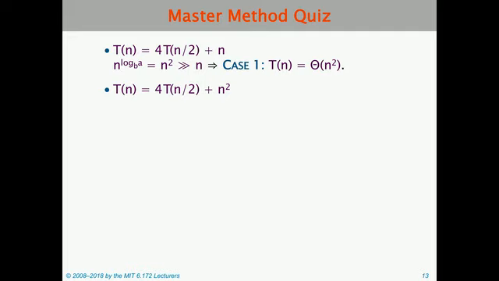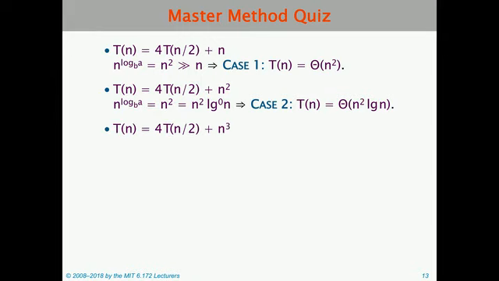Yeah, it's n squared log n. Once again, the first part is the same. N to the log base b of a is n squared. N squared is n squared log to the 0 n, so it's case 2 with k equals 0. And so you just tack on an extra log factor. Okay, so it's n squared log n.